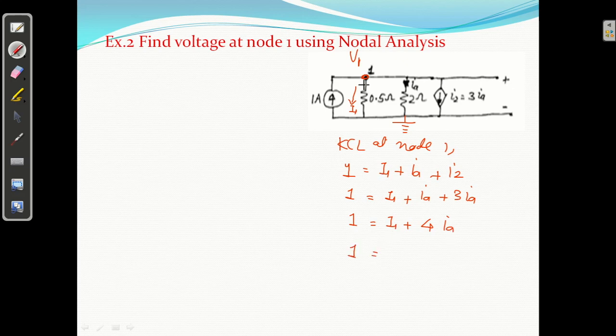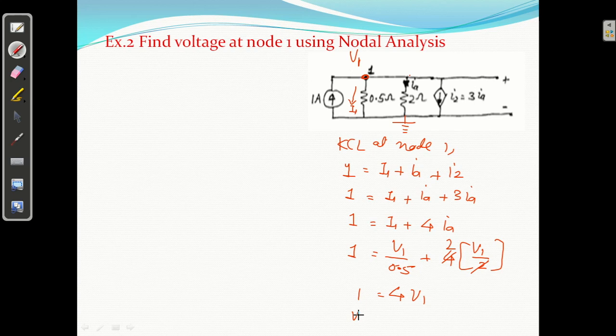What is the value of I1? V1 minus 0 upon 0.5, that is V1 upon 0.5, plus 4 IA. What is the value of IA? V1 minus 0 upon 2, V1 upon 2. So this 2 and this 4 will cancel, you will get 2. So V1 upon 0.5, that is 2V1, plus 2V1, 4V1 equal to 1, right?